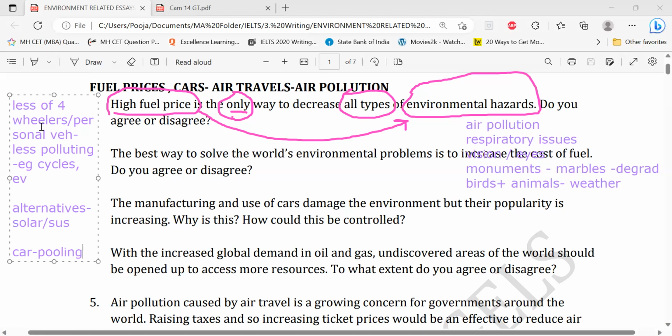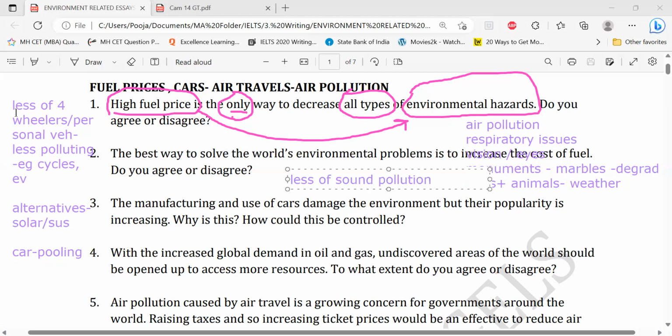Fewer vehicles means, don't you think, a lot less sound pollution, and fewer environmental hazards will be there. Okay, less sound pollution, that is the impact. Yes, noise pollution, so air pollution. This is a kind of a solution, no? But here I'll put it. So this is the impact. All these are impacts.